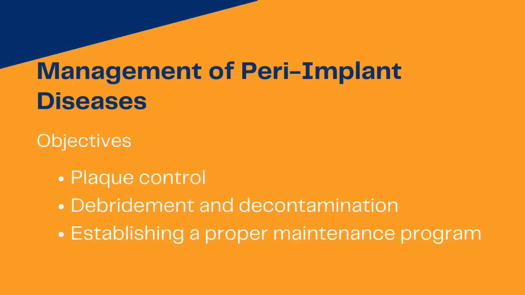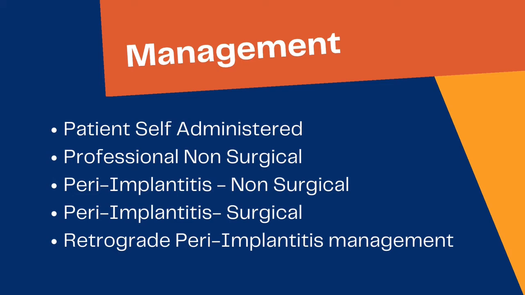Now once we know there is peri-implantitis or peri-implant mucositis, we will have to manage these cases. The primary objectives of managing these cases would be to achieve plaque control, debridement and decontamination, and establishing a proper maintenance program. The management can be done under the following headings. Firstly, patient self-administered management, professional non-surgical management, and in case of peri-implantitis, again it can be surgical or non-surgical, and management of retrograde peri-implantitis.